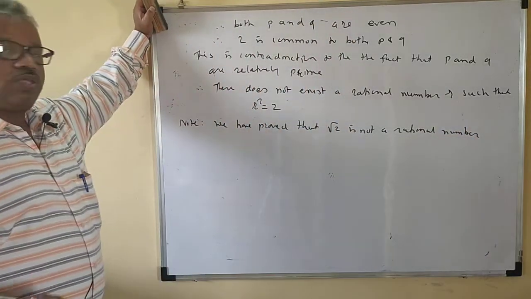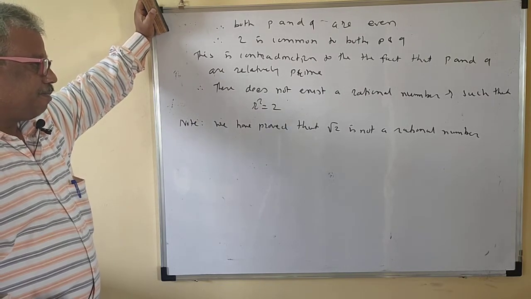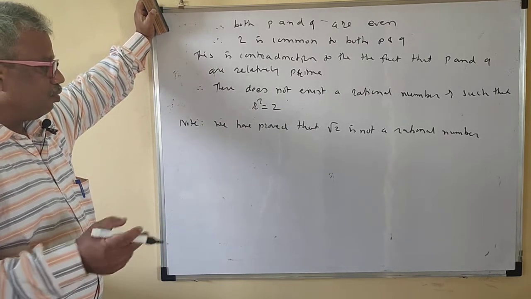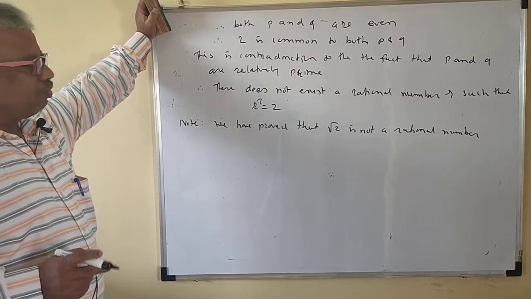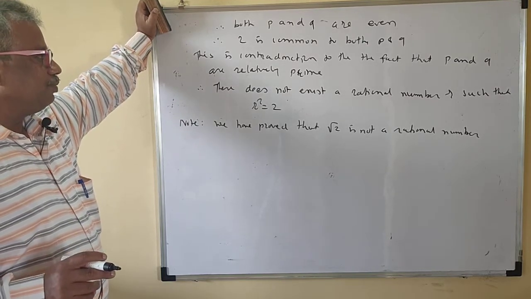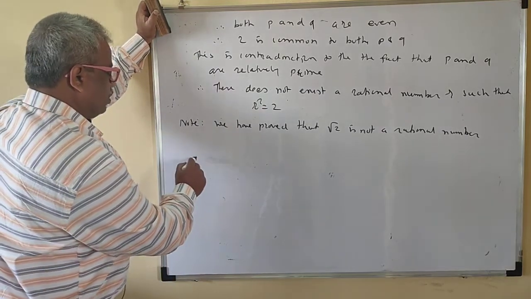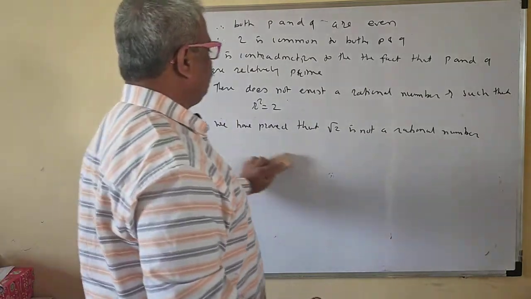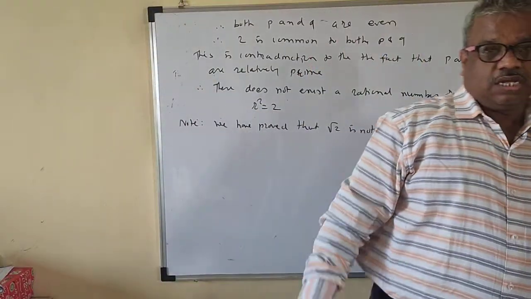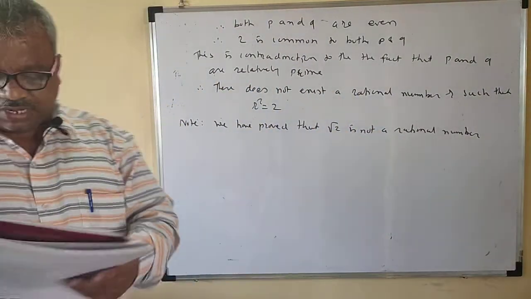Similarly, you can do this for 3, 5, 7, and prove that there does not exist a rational number R such that R square is equal to 7. So you can do this for 7 also. Okay, so now we take the next one.